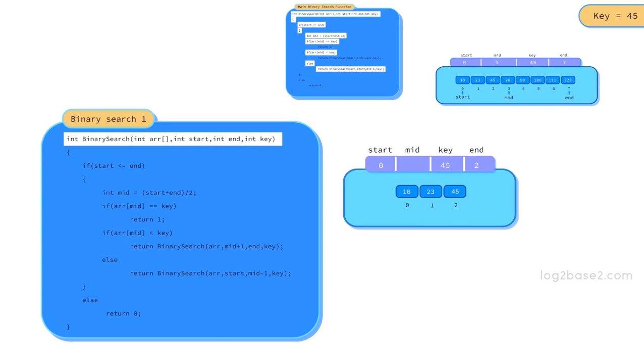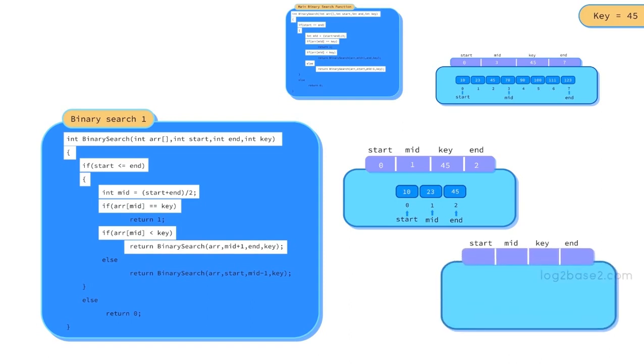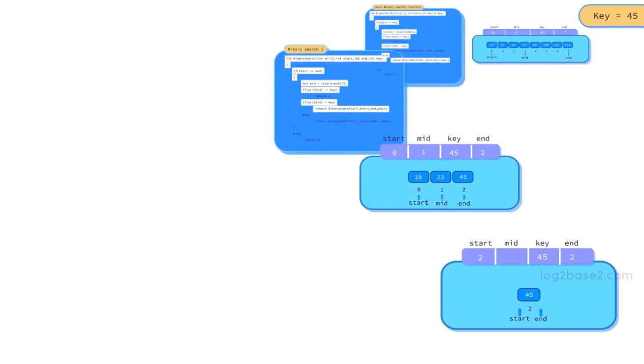So let us see what happens here. Here, start is less than end. So find mid, and it will be 2 / 2 equal to 1. So check if element at index 1 is the key, and it is not. So check if this middle element is less than key, and it is. So 45 can only be present in the right part of this subarray. So we are calling binary search again. So we have binary search of ARR, start as mid plus 1 which is 2 and end as 2 and key 45. So let us call this as binary search 2.